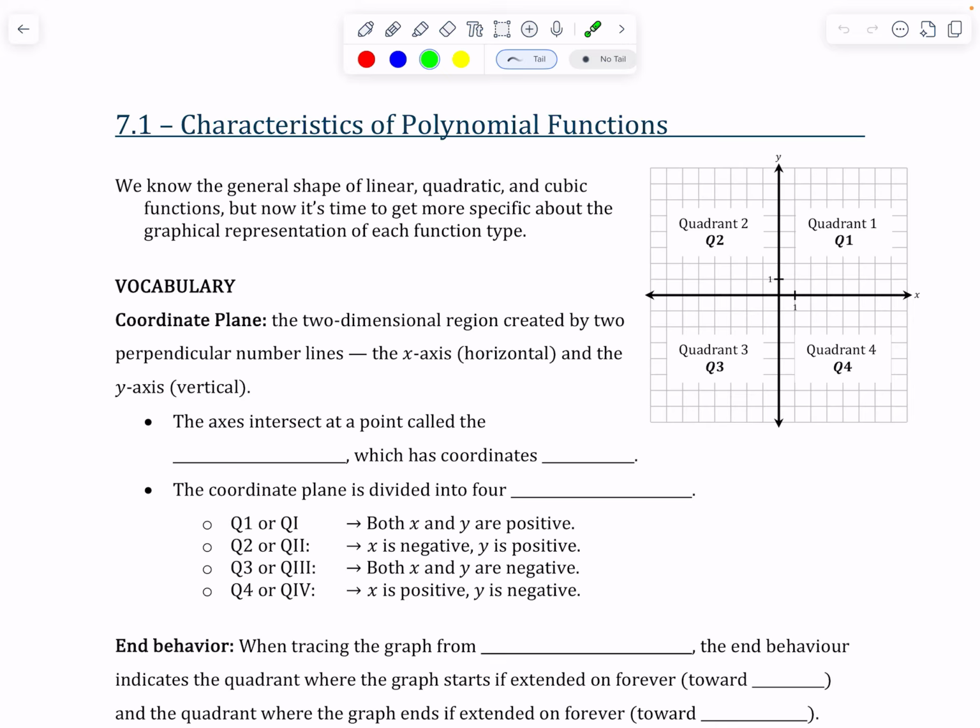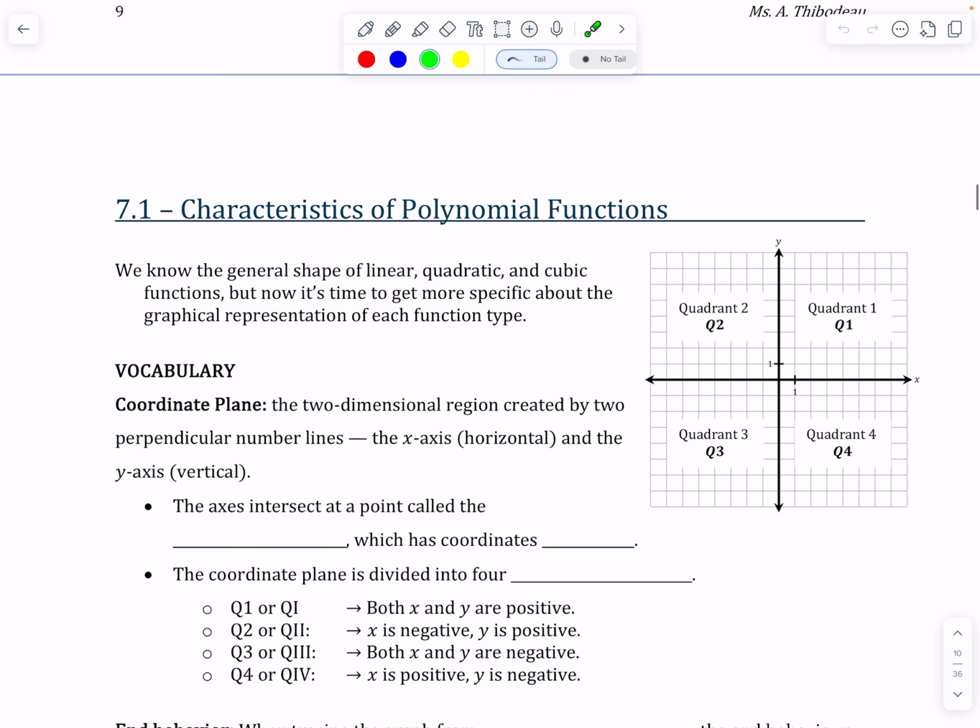I'm just tagging in here to lead you through characteristics of polynomial functions. Let's get straight into it. You talked a bit about the general shape of linear, quadratic, and cubic functions. We're going to get a bit more specific about the graphical representation of each function type. Now, some vocab we need to be familiar with as we go through this so that we can discuss the concepts.